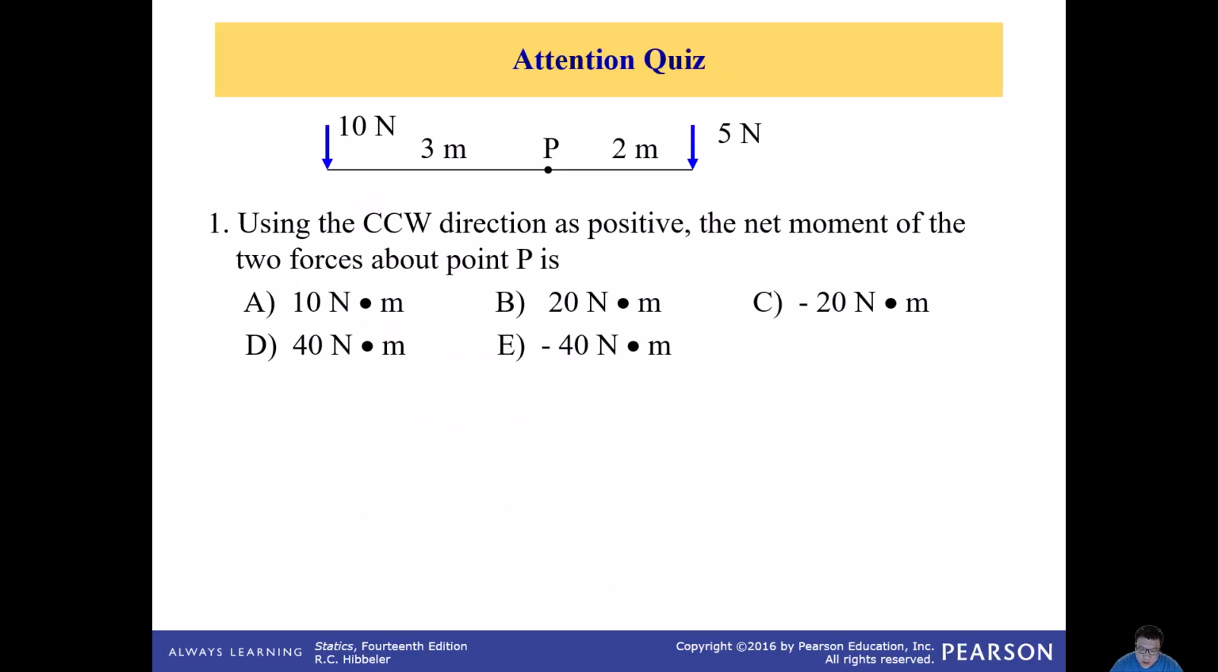Okay, here is the attention quiz for today. Using counterclockwise direction as positive, the net moment of the two forces above about point P is: for the 5 Newton times 2 meter, it is 10 Newton meter, and it's clockwise, so it's negative. And this one is 10 Newton times 3, it's 30 Newton meter, and because this one is counterclockwise, it's positive. We add them together, and the answer will be B.